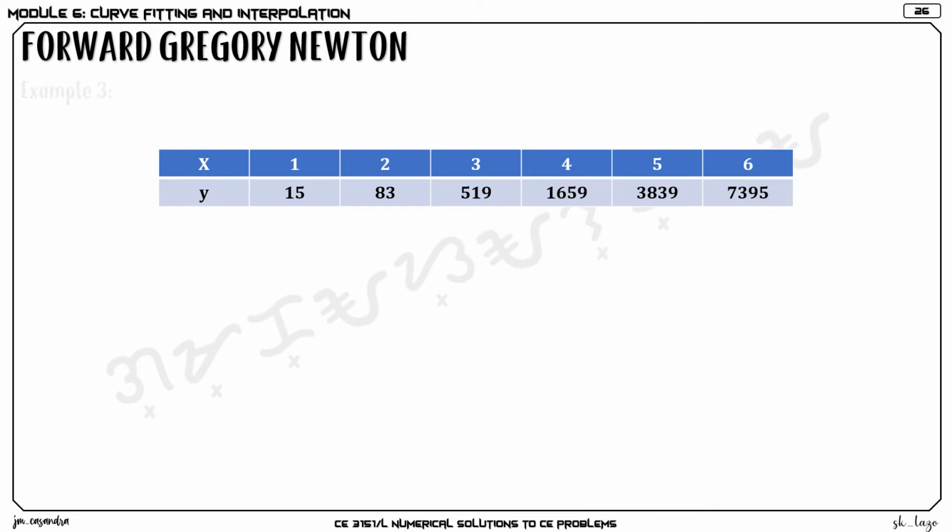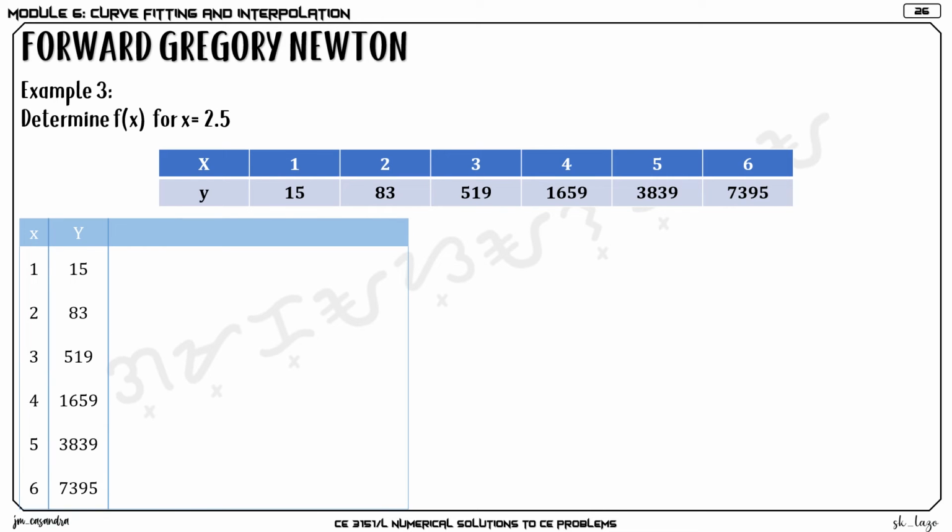So for the given data set, solve now example number 3. So we solve now for the function of x when x is equal to 2.5. Again, we first determine our forward differences using our table. So we get delta y sub o as 83 minus 15 equal to 68. 519 minus 83 is 436. 1659 minus 519 is 1140. 3839 minus 1659 is equal to 2001. 7395 minus 3839 is equal to 3556.